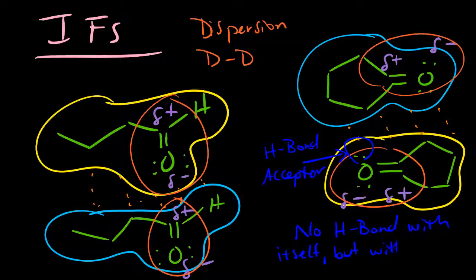but with a donor. So for example, if you put an aldehyde or ketone in water and there was an H bond donor present, then you would see an interaction, a hydrogen bonding interaction between the ketone or aldehyde and the water.